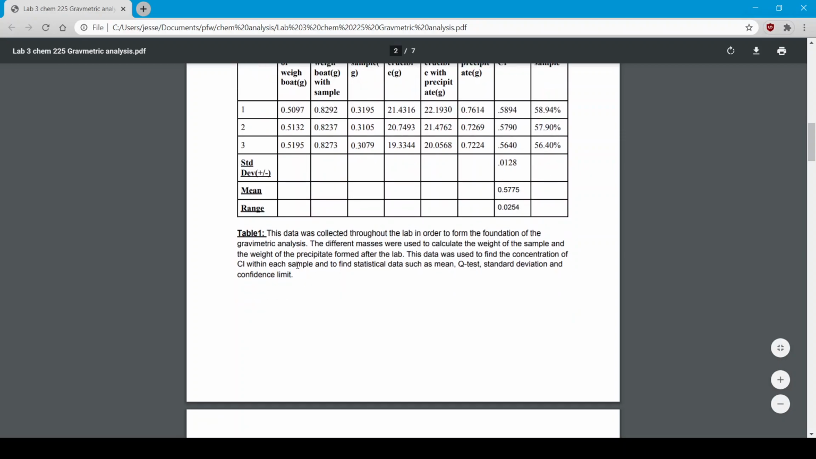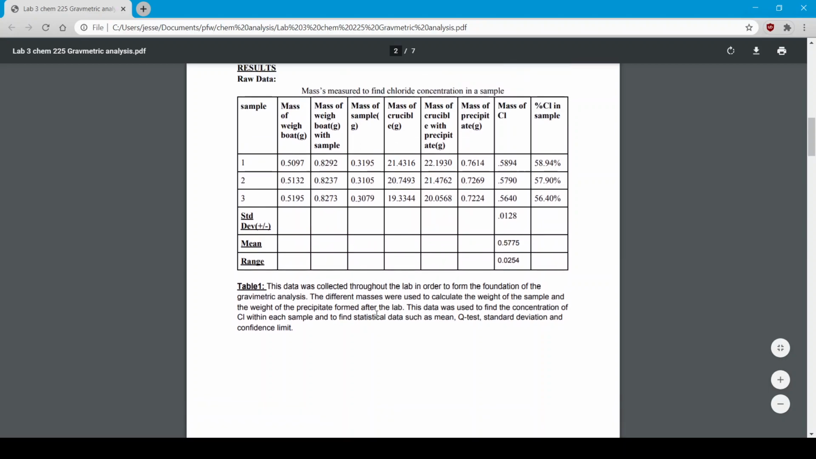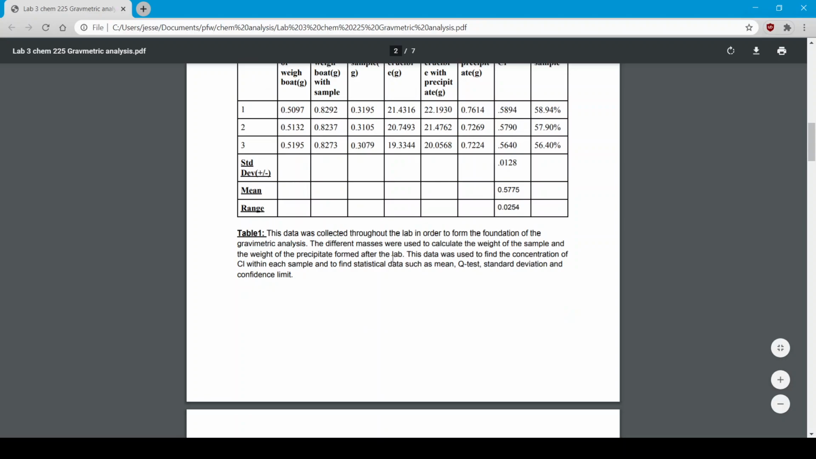So for this next section, I have described in one paragraph, very simply, exactly what's in my graph and why it's useful. We said this data was collected throughout the lab in order to form the foundation of the gravimetric analysis. The different masses were used to calculate the weight of the sample and the weight of the precipitate formed in the lab. This data was used to find the concentration of chloride within each sample and to find statistical data such as the mean, the Q-test, the standard deviation, the confidence limit.